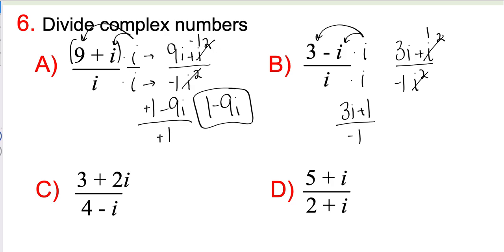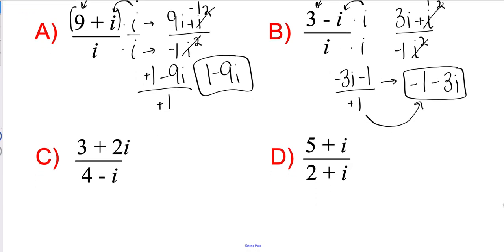And then here we can just flip the negatives. So this will turn to a positive, that'll turn to a negative, and this will turn to a negative. And we rewrite it in standard form. So negative 1 minus 3i. Okay? You have to write it in standard form, otherwise it's not correct. Okay? So a couple more here with division.